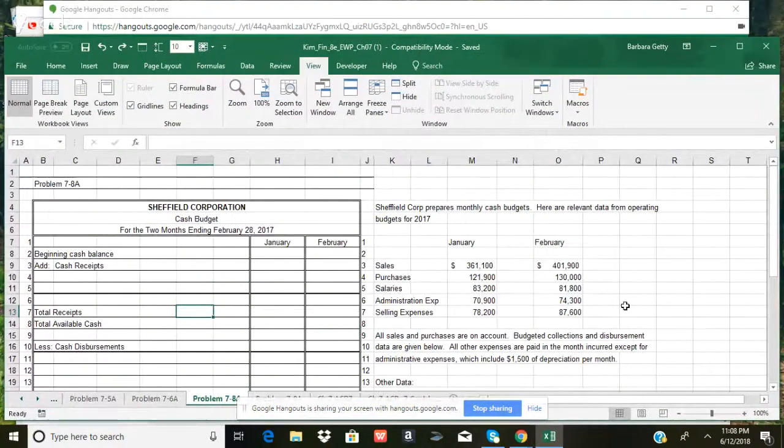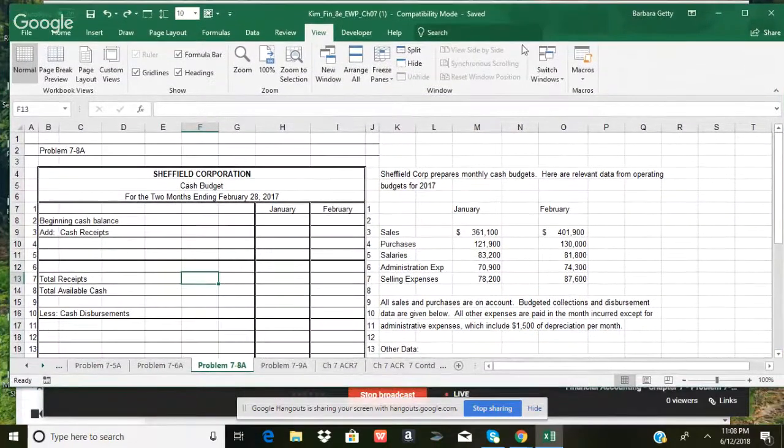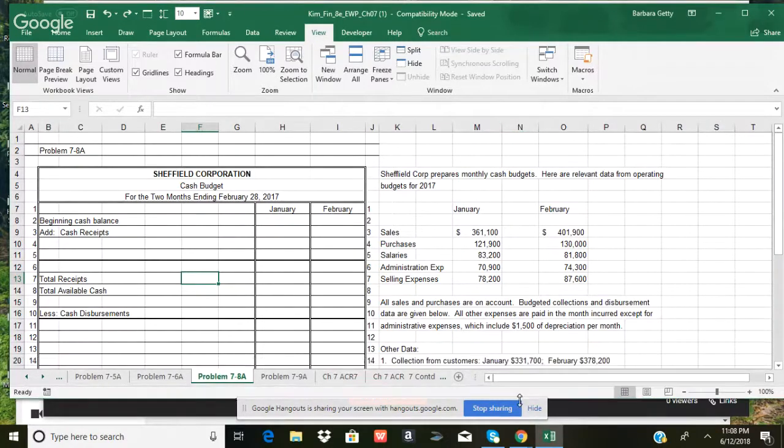Hi, this is Barb Getty, and I'm going to work the problem that's assigned for me today, which is problem 7-8A. And what we're going to do here is to prepare a cash budget.